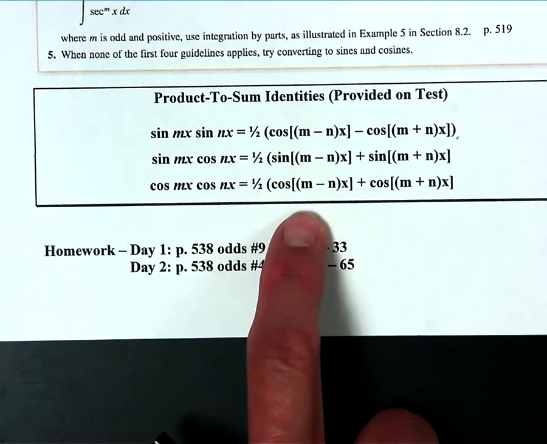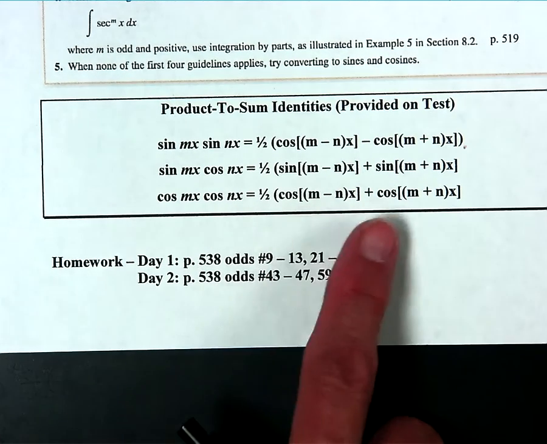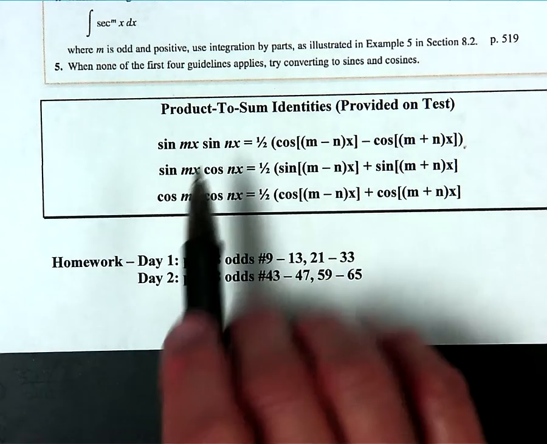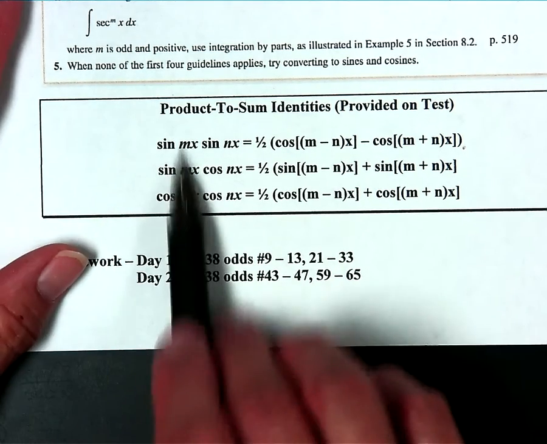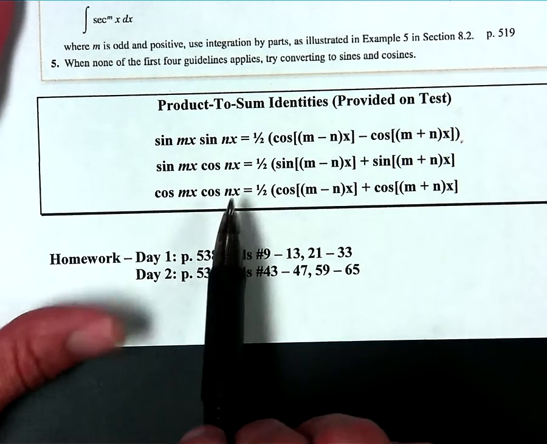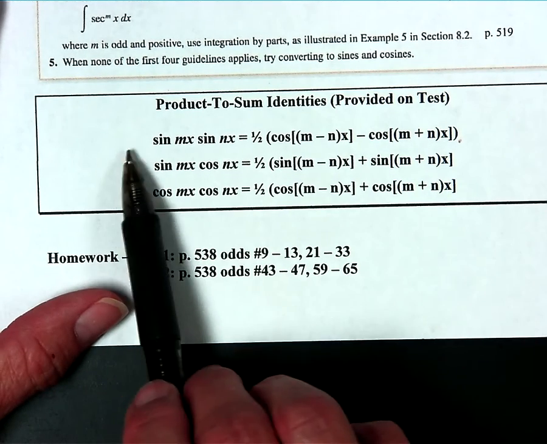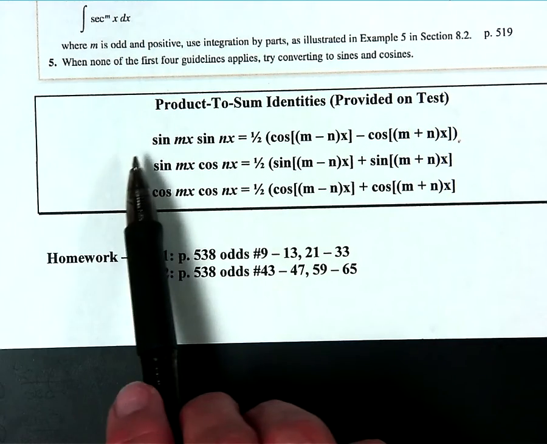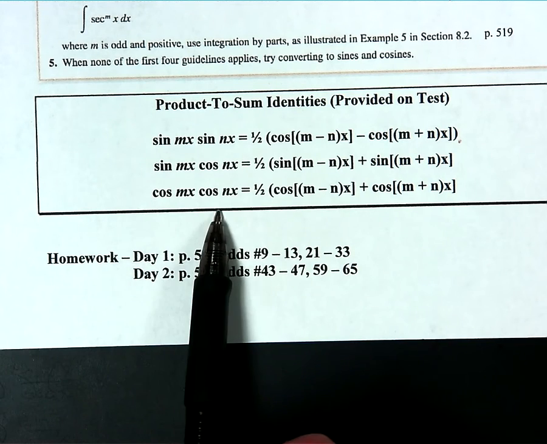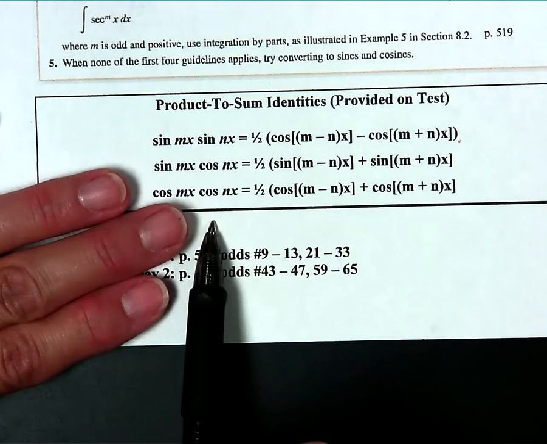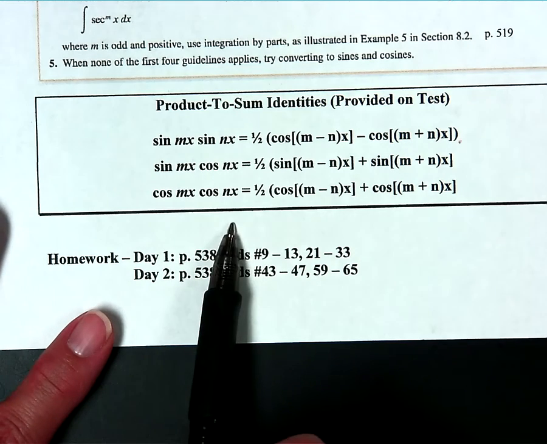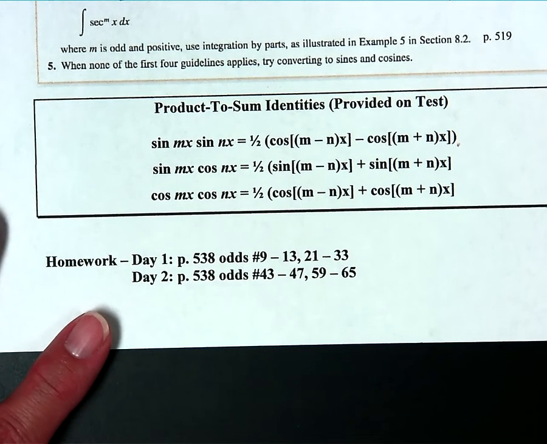The product to sum identities. Both of them have the argument of the first factor being m and the argument of the second factor being n. So if you encounter a problem that's sine, sine, or sine, cosine, or cosine, cosine, then you'll have those at the top of the test. You just pull off the m and the n and substitute it into that formula.